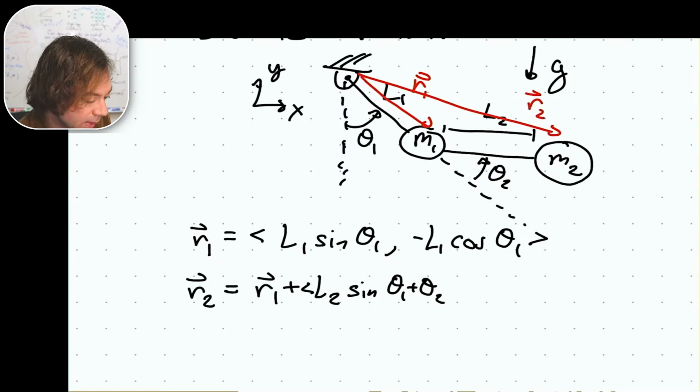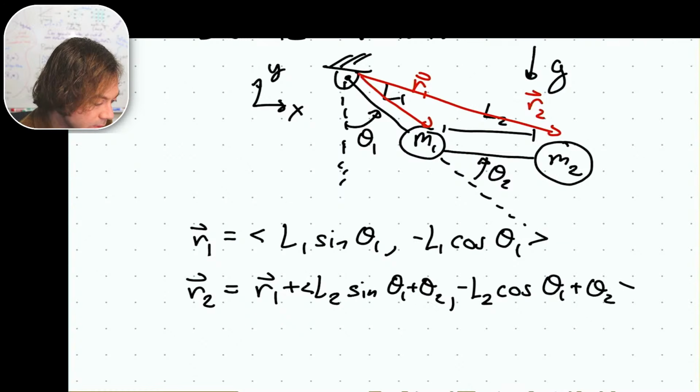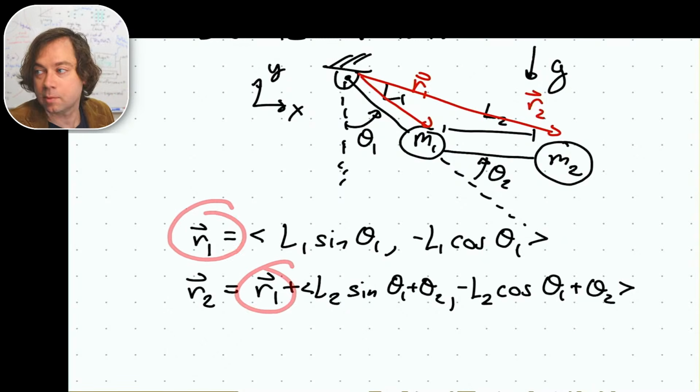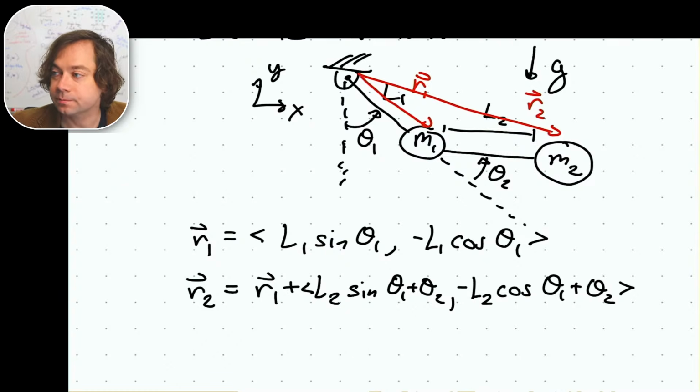That's the first part of that vector, comma, minus L2 cosine of theta 1 plus theta 2. Those are our two vectors, right? And we can just do a little vector addition that helps us out. We can do that all in the symbolic toolbox too, so that's going to be helpful.